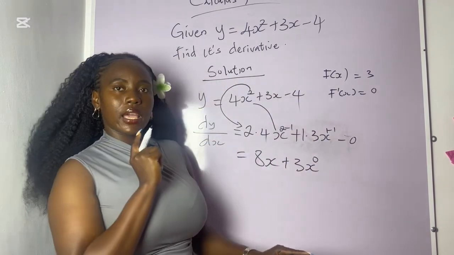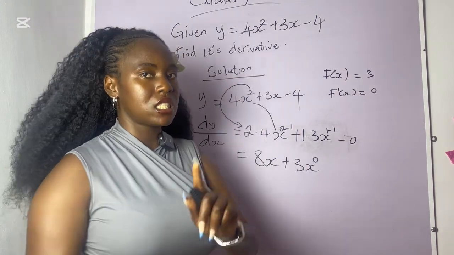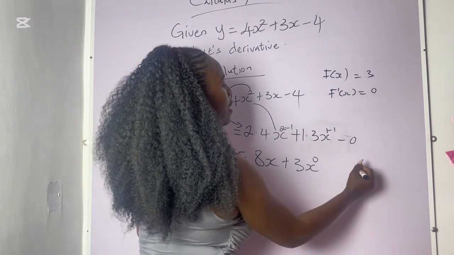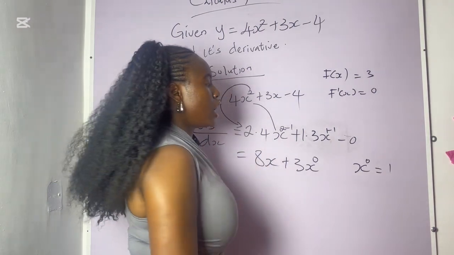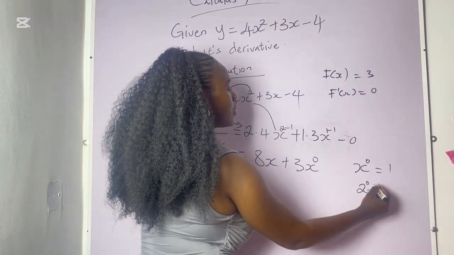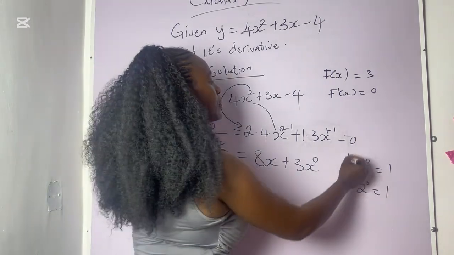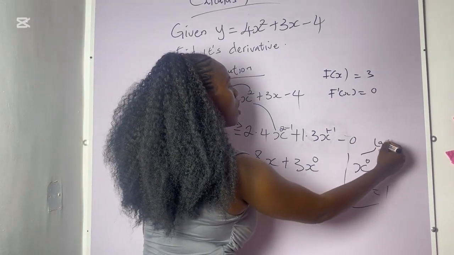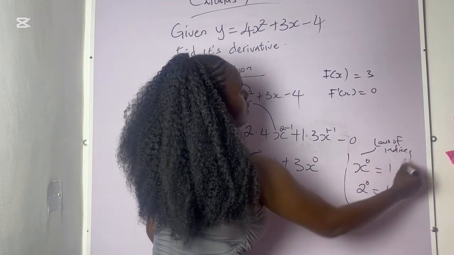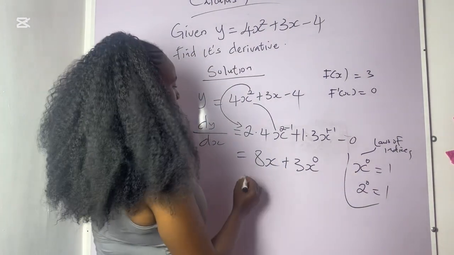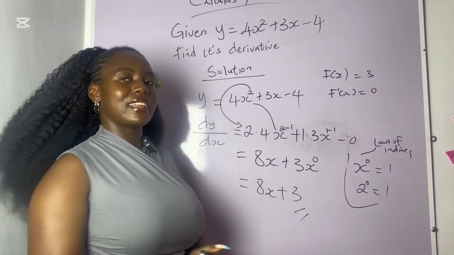Now, recall the law of indices: if you have x to the power of 0, that is equal to 1. Any number to the power of 0 is equal to 1. So here, x to the power of 0 is going to give us 1, based on the laws of indices. So here we have 8x plus 3 as our final answer.